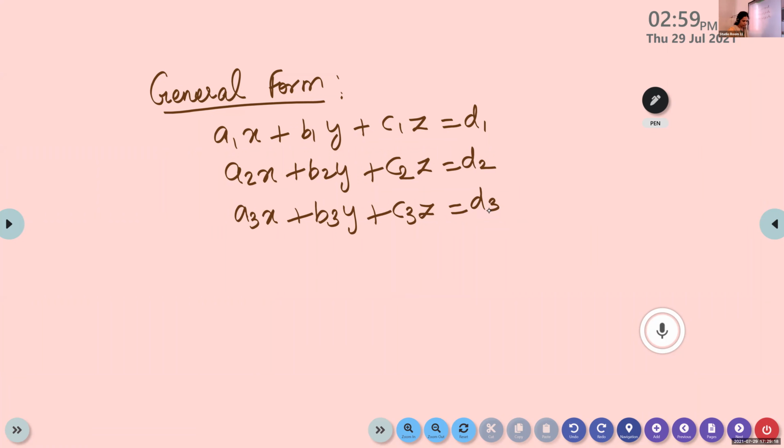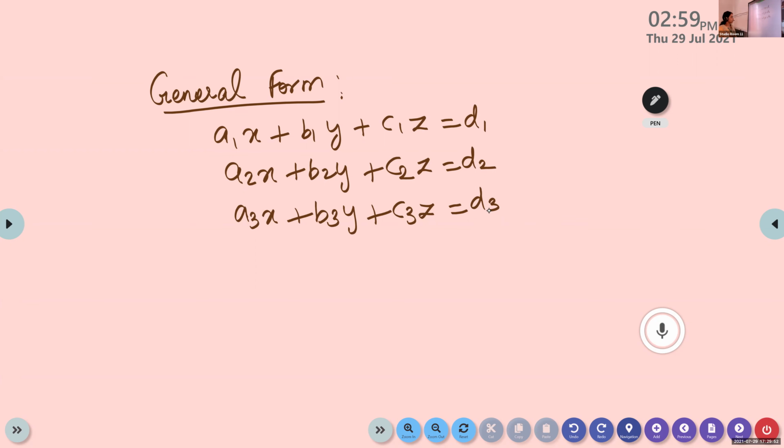c3, d1, d2, d3 are real numbers. And x, y, z are the unknowns. Such equations we call simultaneous linear equations. All the coefficients ai, bi, ci and di are real numbers, and x, y, z are the unknowns.